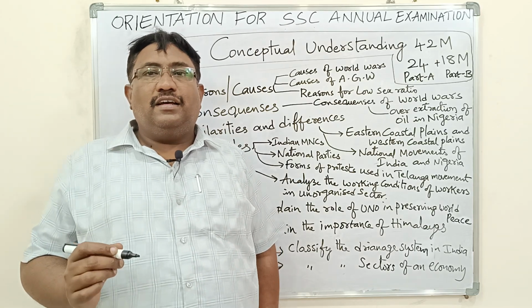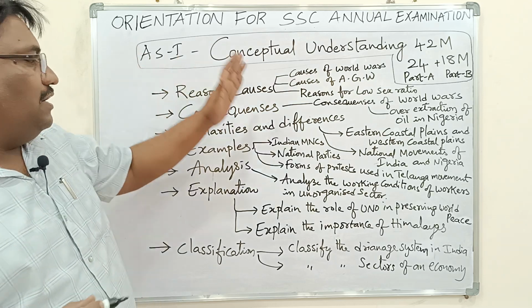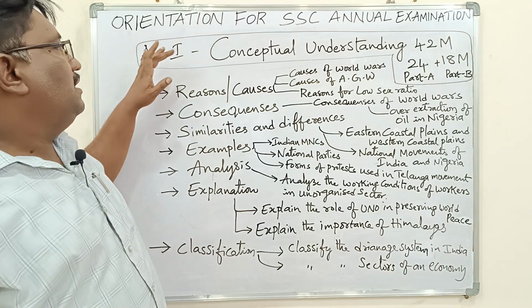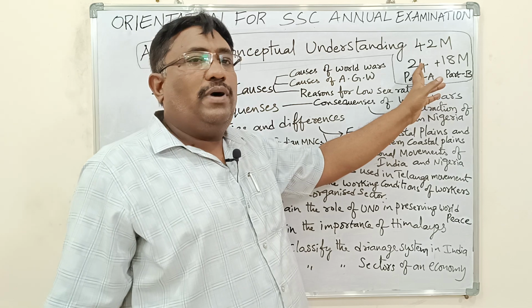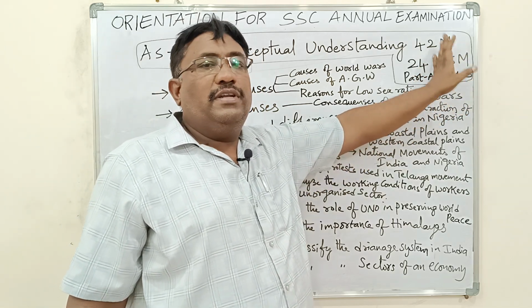By analyzing the previous question papers, I have made these questions for your understanding. So this is the first academic standard, that is conceptual understanding, which will fetch us 42 marks. In that, 24 marks are from part A and 18 marks are in part B. Regarding part B we will discuss later on.